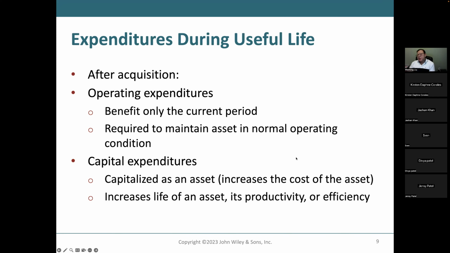Operating expenditure, you recognize it as expenses, okay? So you debit the expenses, you credit the cash, right? But for capital expenditures, you will debit the asset account. It's going to increase the cost of the asset, it's going to increase the life of the asset, its productivity or efficiency. If that's the case, it's a capital expenditure.